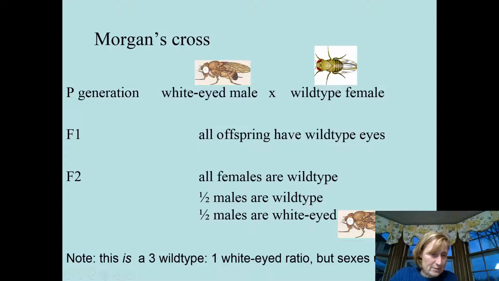You know, we can highlight this a second. This represents 3/4 of the offspring, right? And this represents 1/4 of the offspring. But what's strange about it is we've got males, only males that are white-eyed. Females are never white-eyed. So what's going on? The sex ratios, the sexes are unusual.